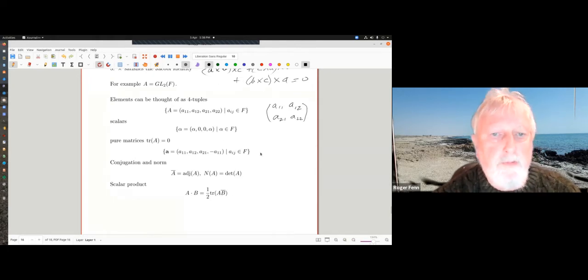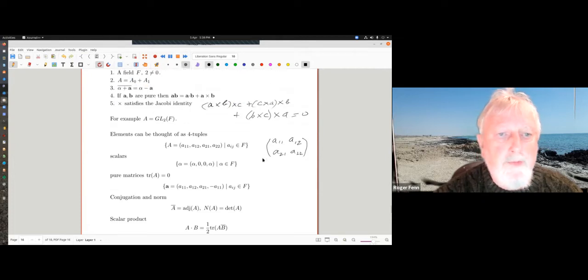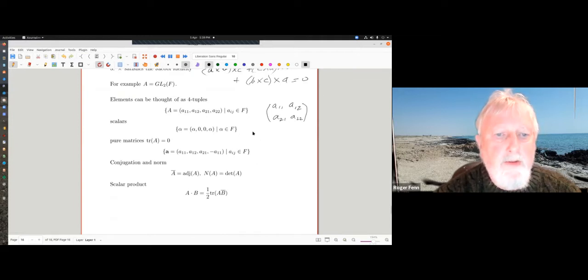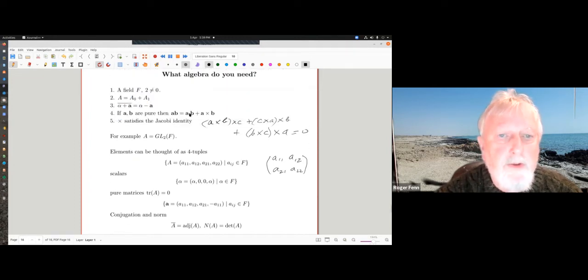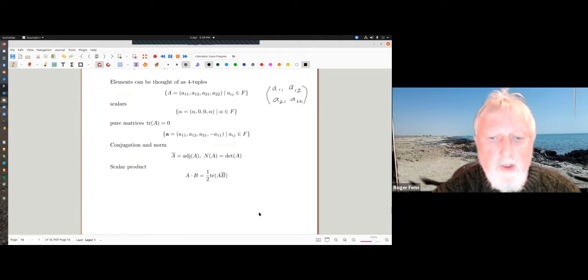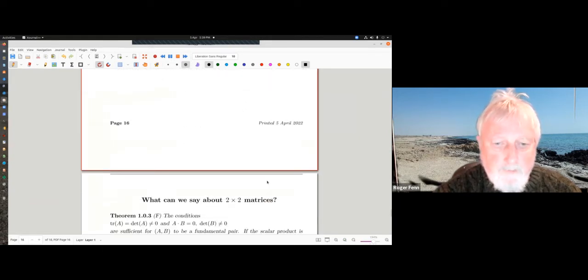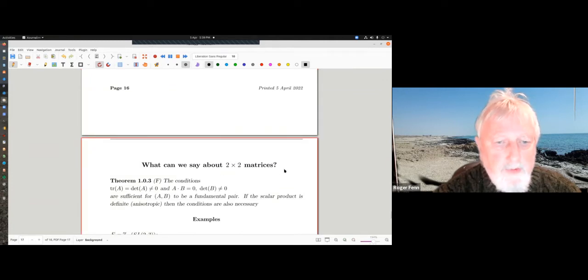So that's an example of something which works just as well, almost, but there is one slight snag, which is that the scalar product is not definite. With quaternions, the scalar product is positive definite. Well, negative definite if I've written it here, but anyway. So you can have isotropic elements in general. Okay, so what can we say about 2 by 2 matrices?